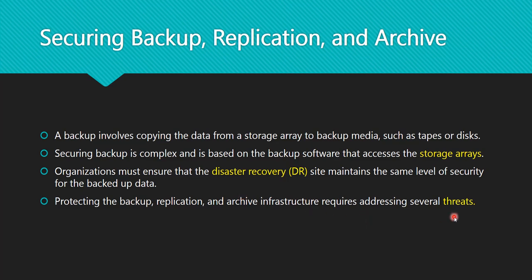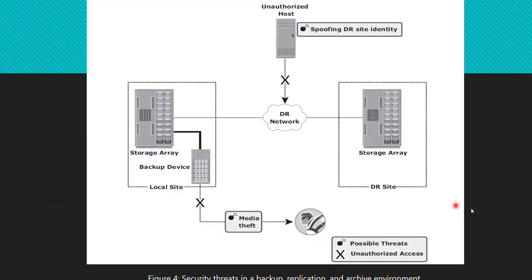So in this case, what can be the threats? Let's consider that. Here you can see we have the storage array, which is performing the local backup at the backup devices. These can be tapes. The first threat is that data can be stolen from these backup devices if we do not store the data in encrypted form. So this is one of the main threats that can happen.